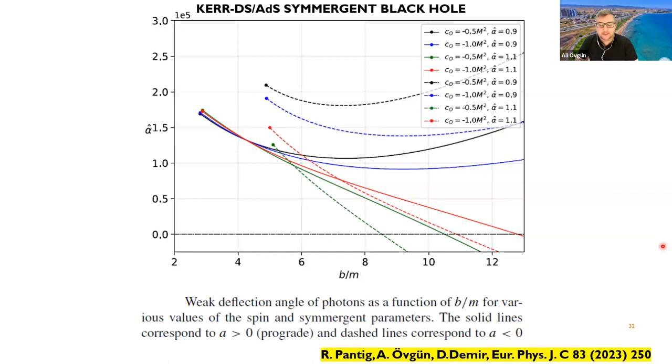Also, if you look at the deflection angle by the Symmergent black hole, the solid curve here represents the photons co-rotating with the black hole, while the dashed curve represents the counter-rotating photons. The results show that the co-rotating photons produce a larger deflection angle at lower impact parameters compared to the counter-rotating photons. Here we also find that the Symmergent parameter C0, which is a loop factor, has an important effect on the result of the weak deflection angle, and also, as I showed you, on the shadow of the black hole.